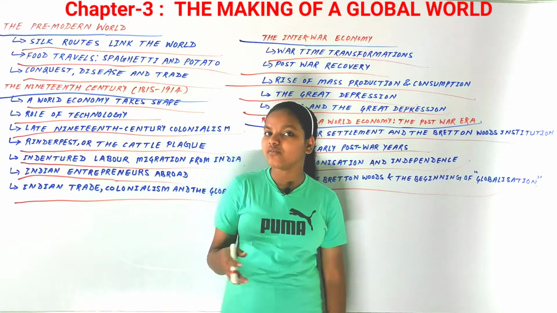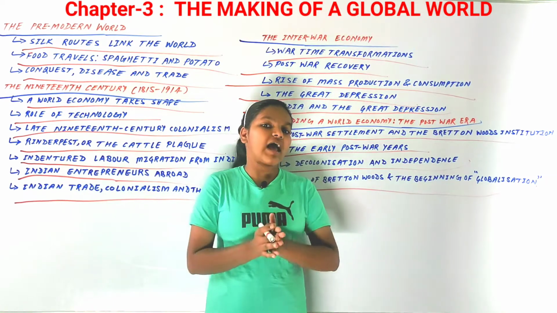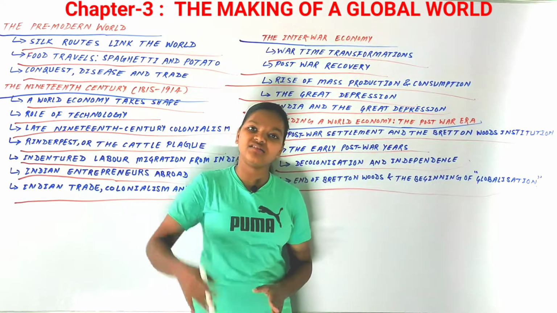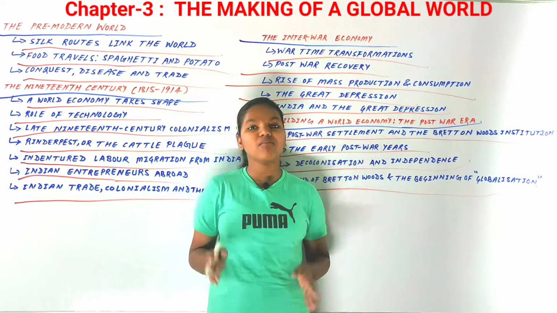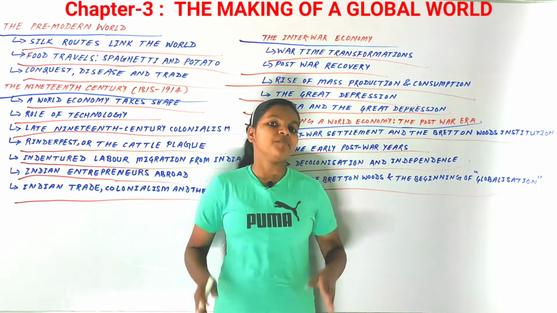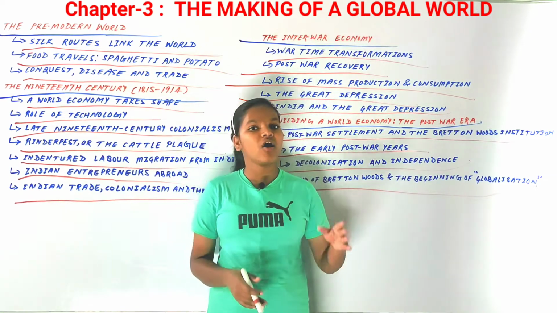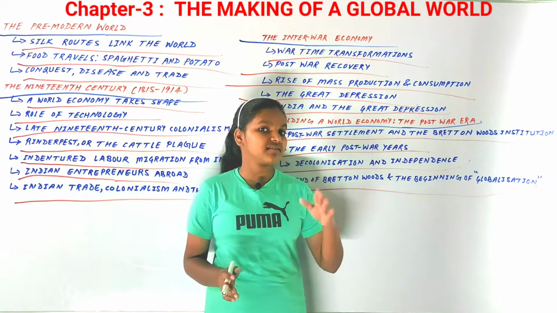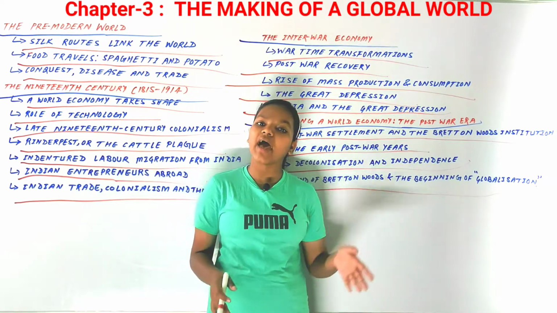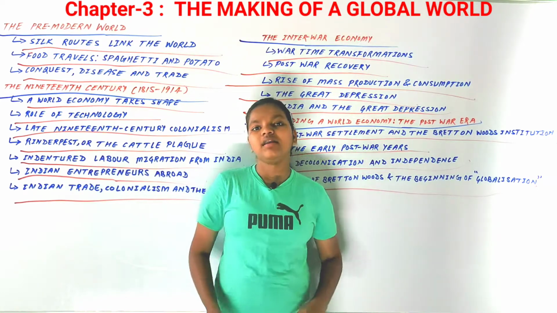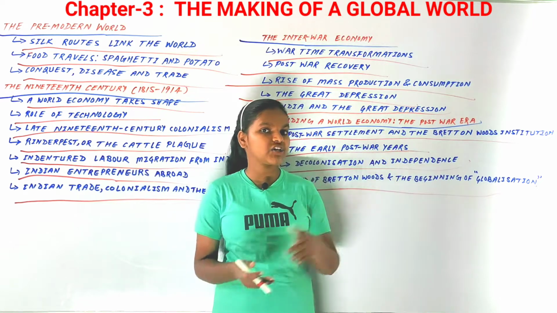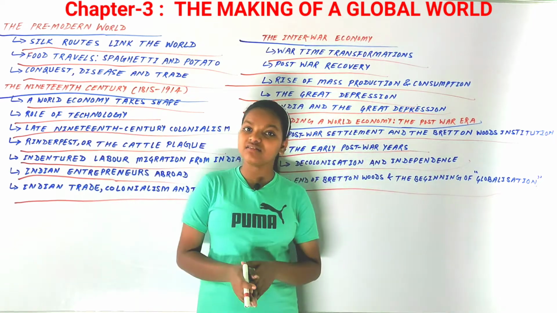Now in this chapter we had seen the whole process of globalization. In the starting we had seen the pre-modern world, and how the situations were in Africa, Europe, and Asia as well. Then we discussed the First World War, its impact, and the Second World War. Here we have also seen the Great Depression and many more things that we had discussed in this chapter.